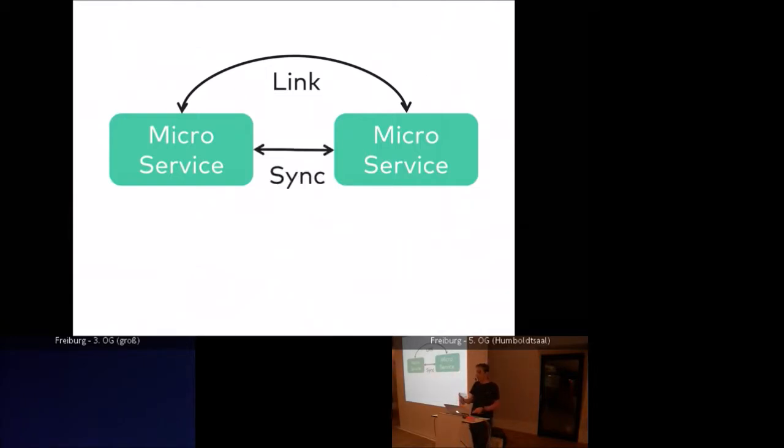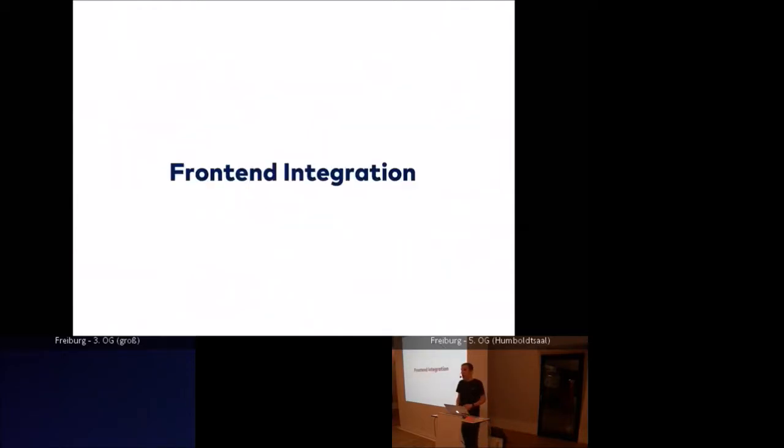Or we could have synchronous communication with REST, for example, or we could have some asynchronous communication. And this is what I'm going to talk about. So I am going to talk about how you integrate services using links, how to integrate them using synchronous and asynchronous needs. So let's start off by talking about front-end integration. How do you do that?